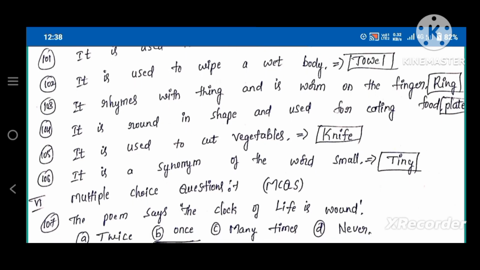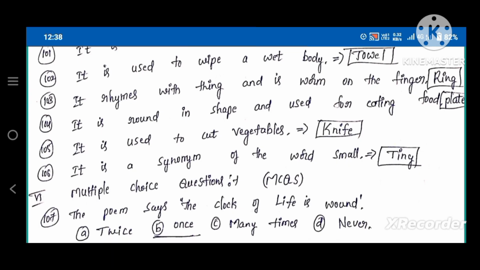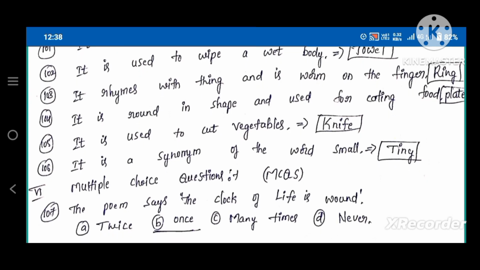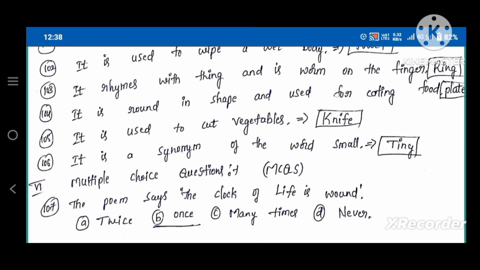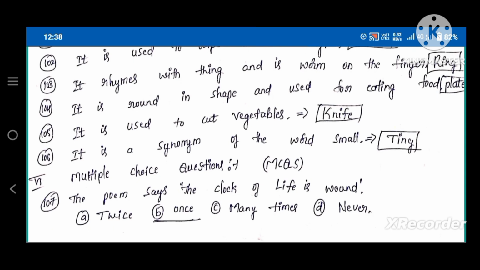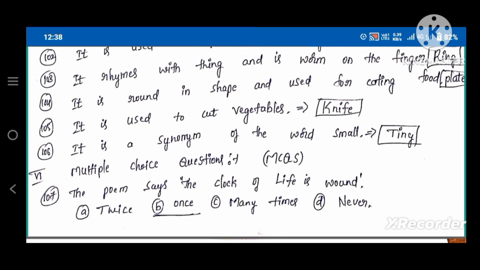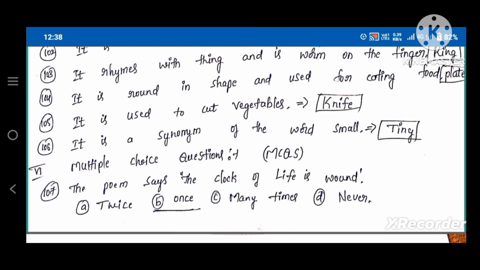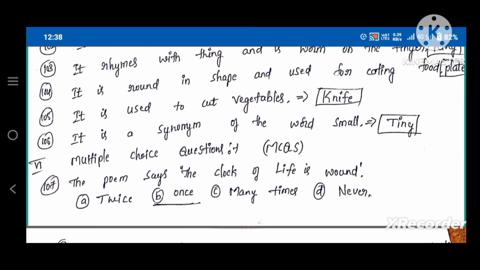It rhymes with thing and is worn on the finger: ring. It is round in shape and used for eating food: plate. It is used to cut vegetables: knife. It is a synonym of the word small: tiny.